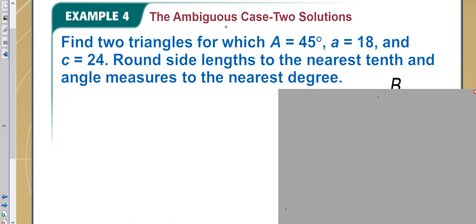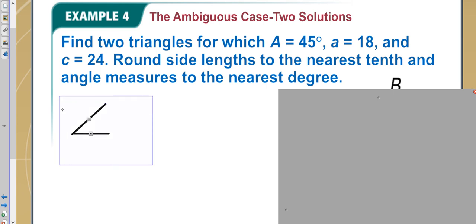We're going to look at an ambiguous case, this time the one that has two solutions. So let me start you off. I've covered the picture this time at the start because I'm going to walk you through the information they give you. It says find two triangles for which A is 45 degrees. I'm going to start there. I know that angle A is 45 degrees, so I'm going to say that's about 45.